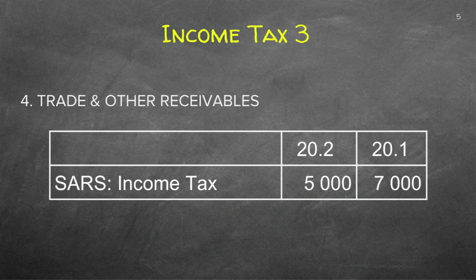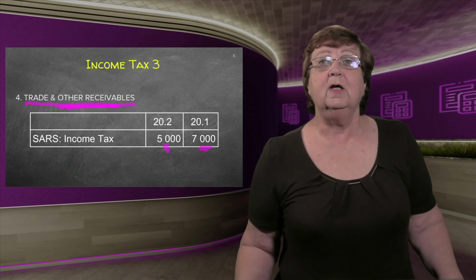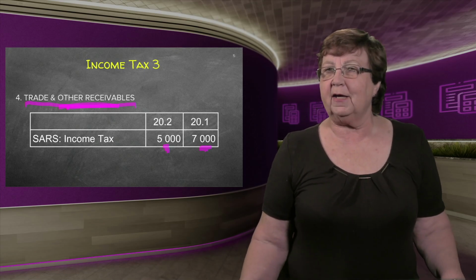So let's have a look at our income tax. In the balance sheet, you would go to the trade and other receivables note. And you would see that SARS income tax last year was 7,000 Rand and this year it's 5,000 Rand. So because these amounts are both in trade and other receivables, it tells me that in both years this company has overpaid their tax. So I wonder if you can think how we're going to record it.